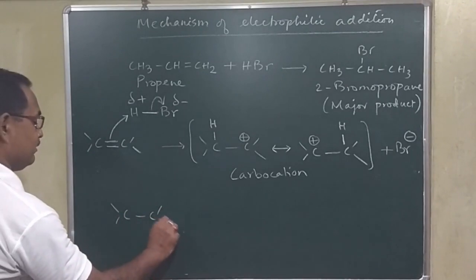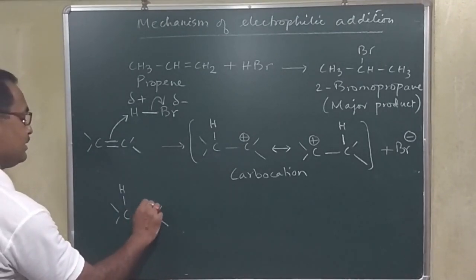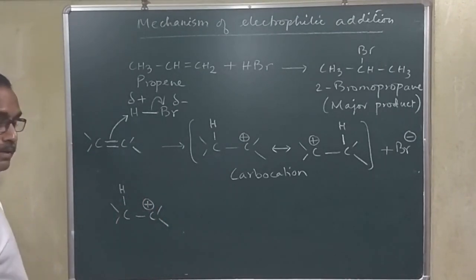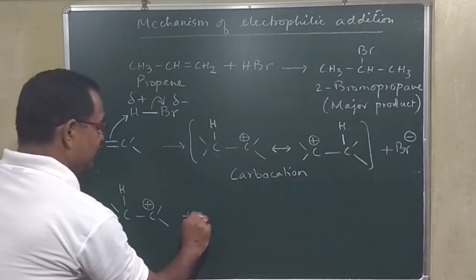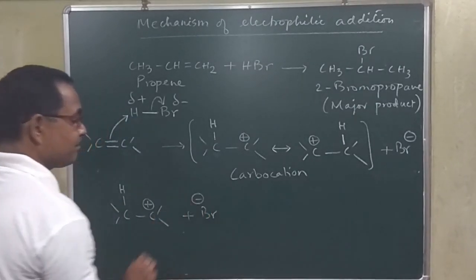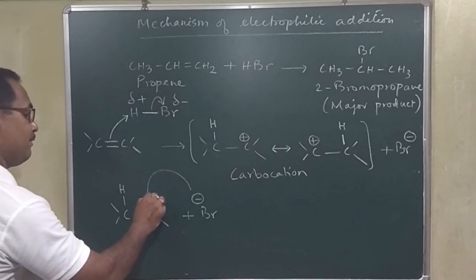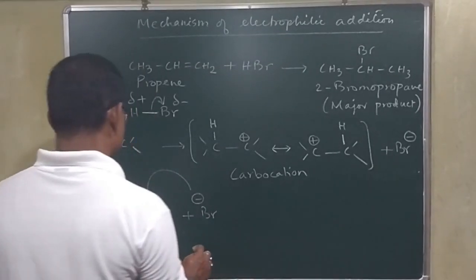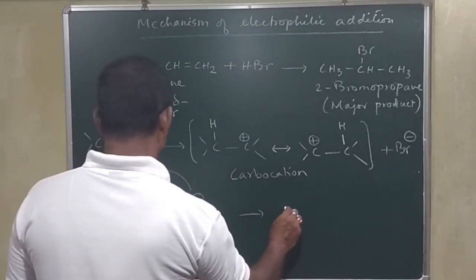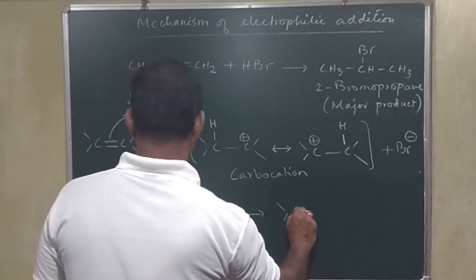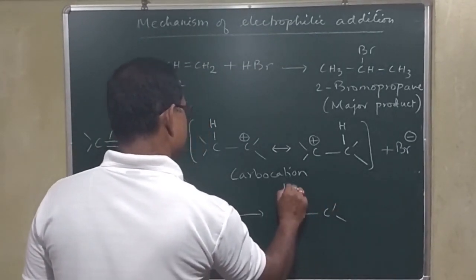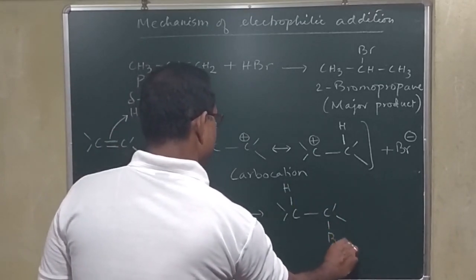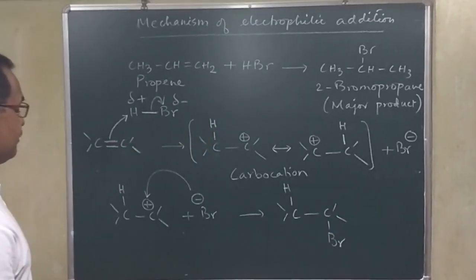That carbocation, we consider this one. Say this is the carbocation. This carbocation will be attacked by bromide. Bromide will definitely attack at the positive end, and this will give you this.